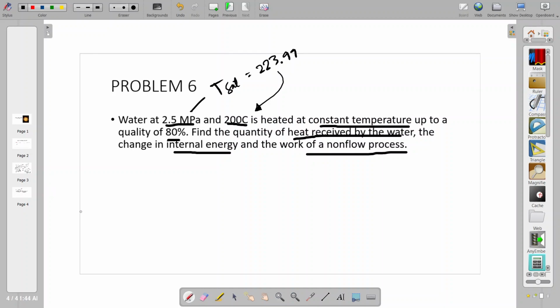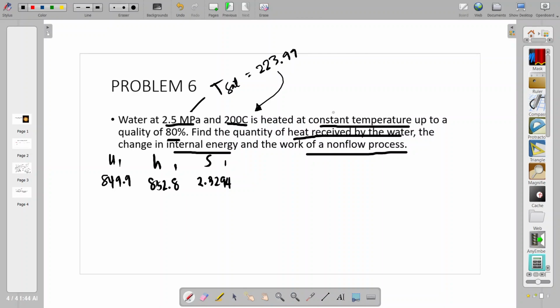Let's get U, H and also S. Okay? U1, H1, S1. U1 is equivalent to 849.9, H is 852.8, and S is equivalent to 2.3294. Okay. And then, let's go to the quality that it mentioned.